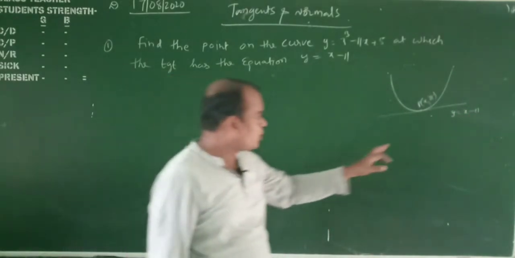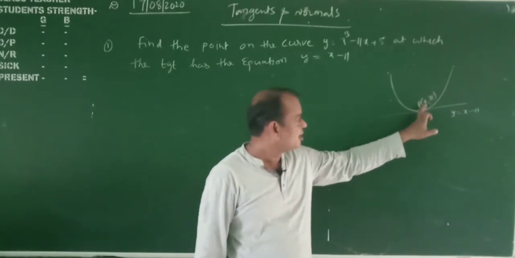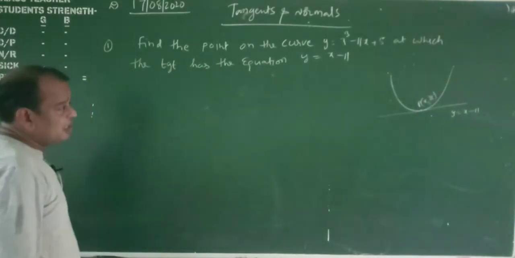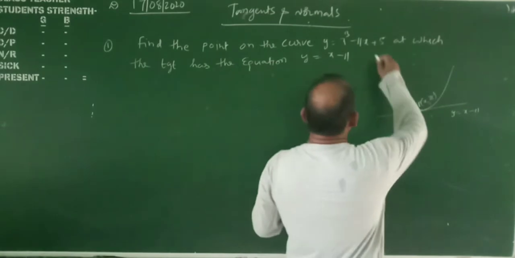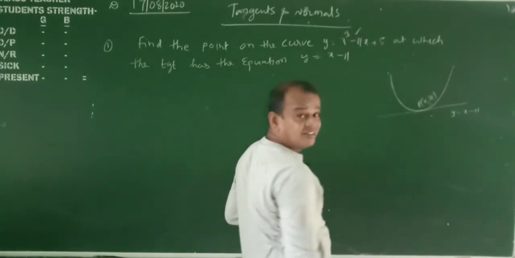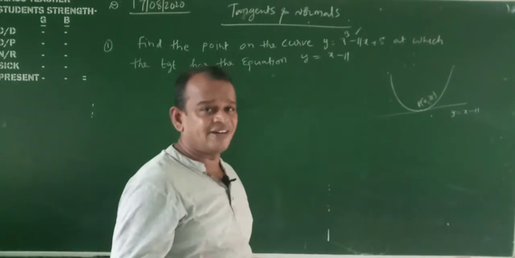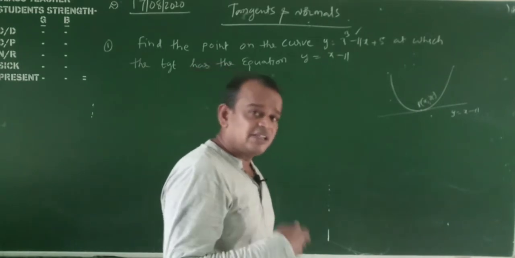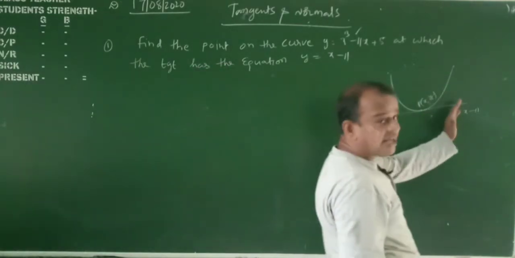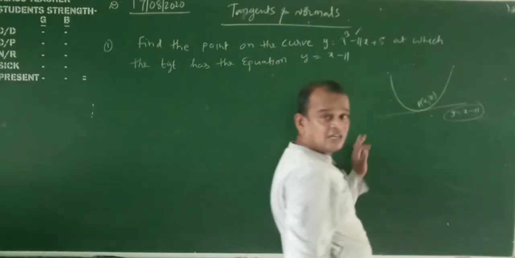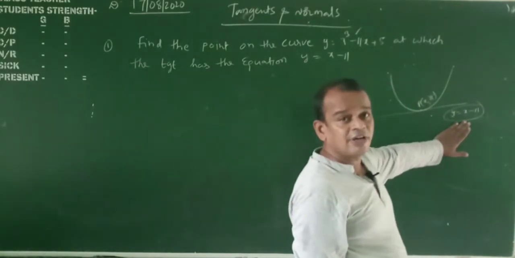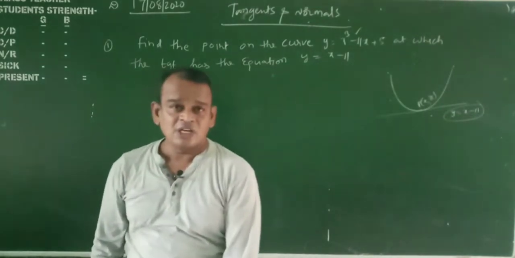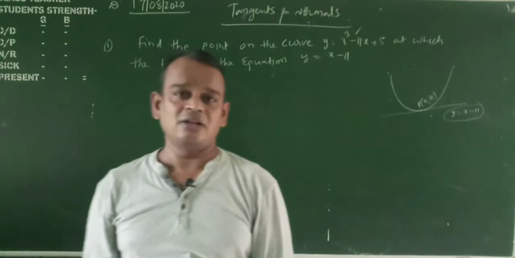Now we will find the point. The point must satisfy both the curve and the line. Here the curve is given and the point is given, so we can find the slope: m is equal to dy by dx at P. At that point the tangent is already given, so the line's slope must be equal, because this is the tangent to this curve only. The slopes are not different.